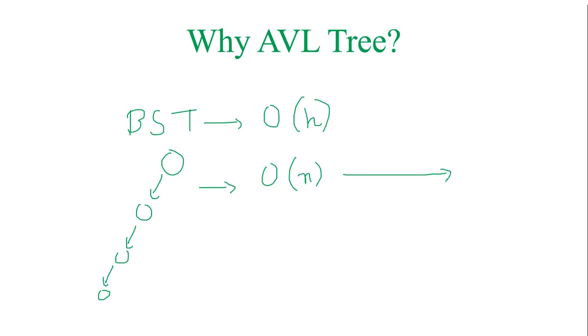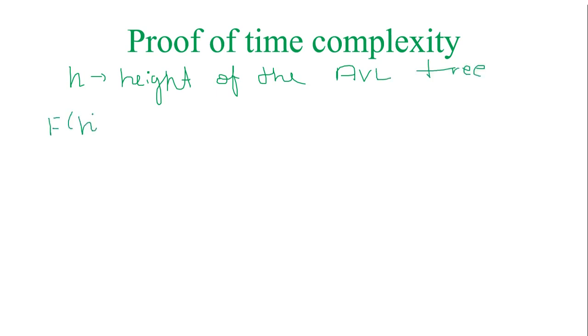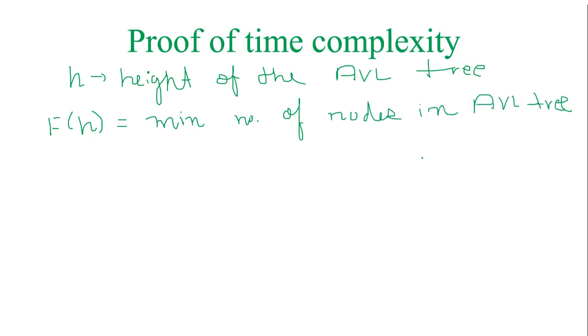To overcome this time complexity, we use AVL trees, and in that case, the operations take order of log n time. So let's learn how we get order of log n time complexity in AVL trees. Let's assume that h is the height of the AVL tree, and let's say f of h is equal to the minimum number of nodes in the AVL tree. Let's prove this with the help of induction.